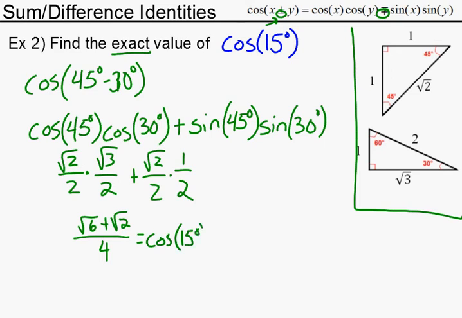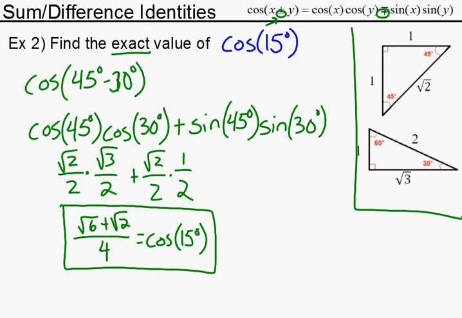Notice that's the exact value, which I believe is exactly what we just had for my other sine value, which makes sense because 15 degrees and 75 degrees are going to be complementary angles. So my final value is root 6 plus root 2 over 4.